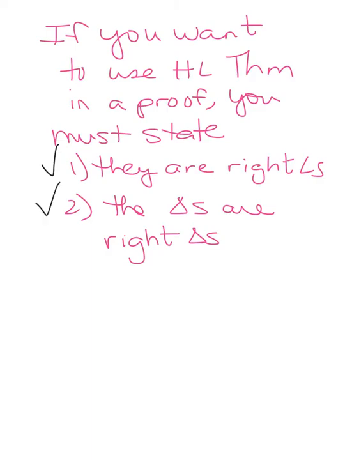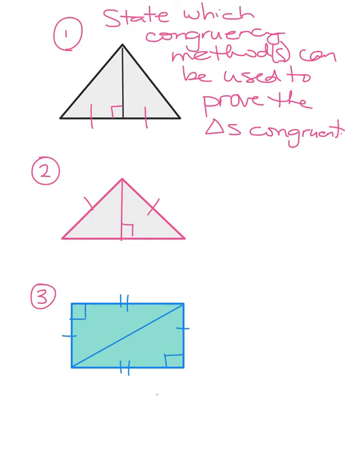In these three examples, we're going to state which congruency method or methods can be used to prove the triangles congruent. So let's look at number one. We have a right angle and we have one pair of sides that are congruent. I notice that my reflexive piece is also going to be congruent. Now remember, if I have a right angle, I want to look to see if I can use hypotenuse leg, but it doesn't necessarily always mean that I can. So I have an angle that is in between some sides. So that would give me side, angle, side. That's the reason those triangles are congruent.